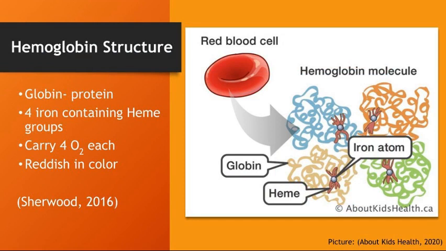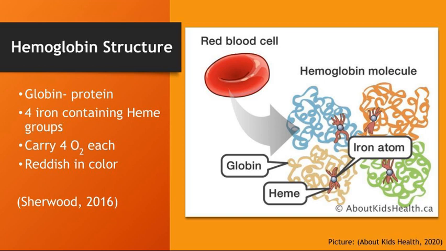The structure of hemoglobin is also very important to its function. It is comprised of 2 parts, globin and heme groups. The globin portion is a protein made up of 4 folded polypeptide chains. Each one of these polypeptide chains binds to the heme group. Heme groups are iron-containing non-protein groups.